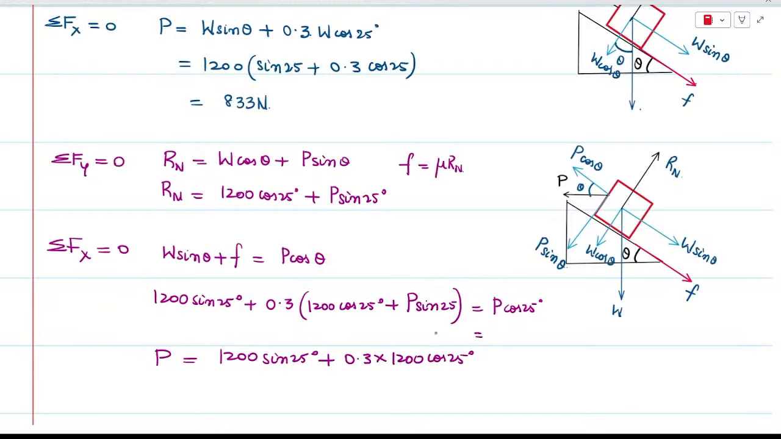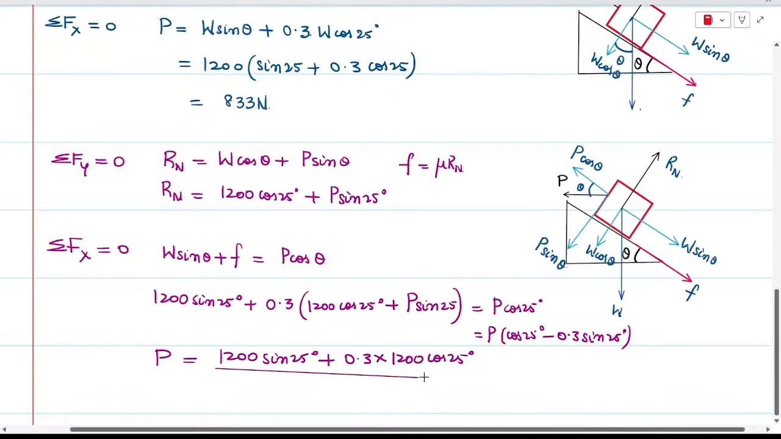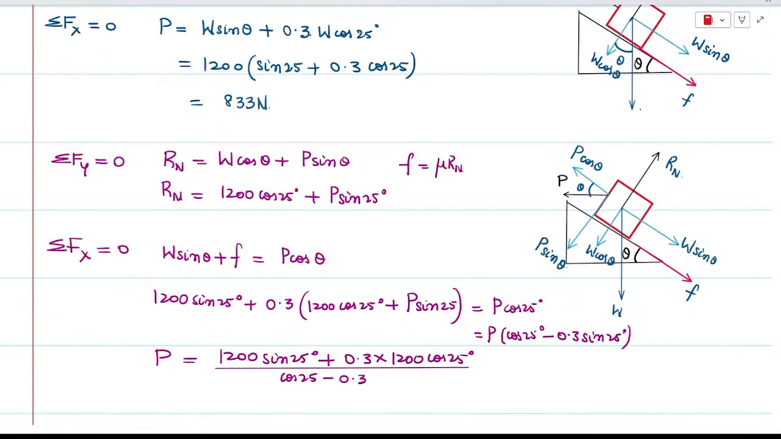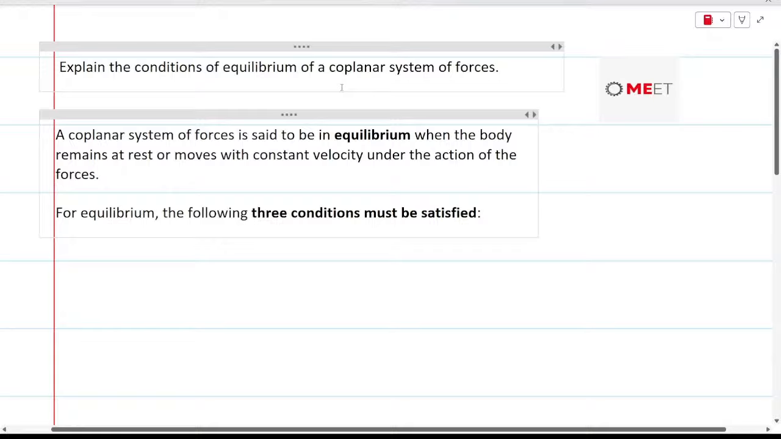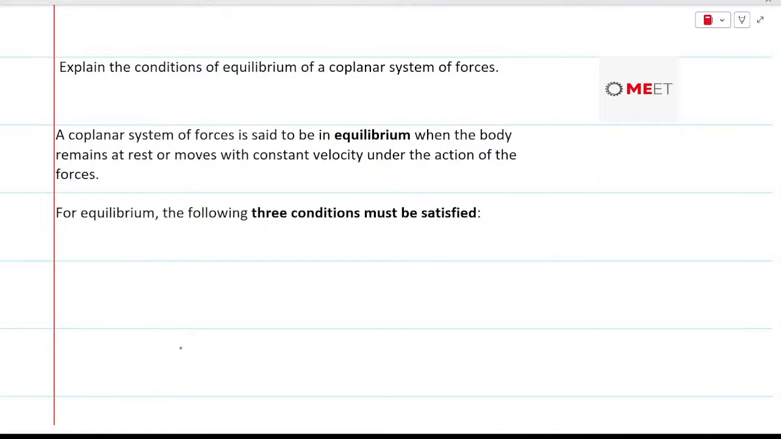side, and the expression becomes P cos 25 from the right side minus 0.3 sin 25. So this is whole divided by cos 25 minus 0.3 times sin 25. So the answer is approximately equal to 807 newtons.